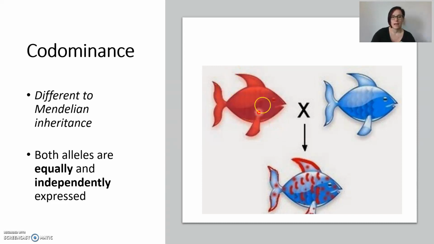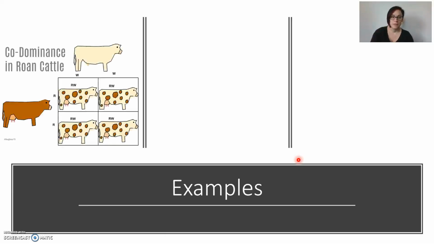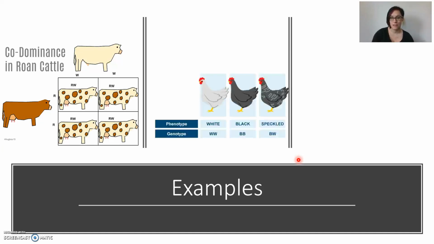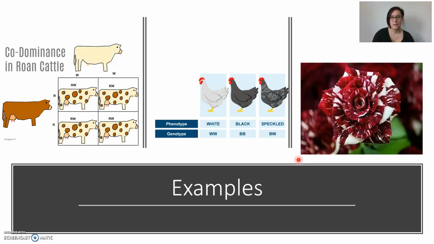So, for example, we might have an allele for a red color, we might have an allele for a blue color, and when they are both there in the heterozygous combination, they are both seen. Some examples in real life: we have cows, so brown cows and white cows become brown and white spotty cows. Same thing in chickens. We've got white chickens and black chickens, and they become black and white speckled chickens.